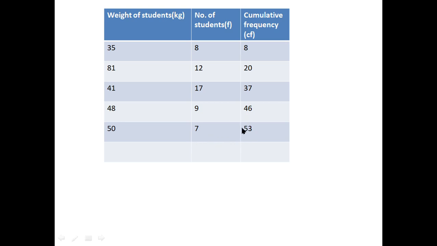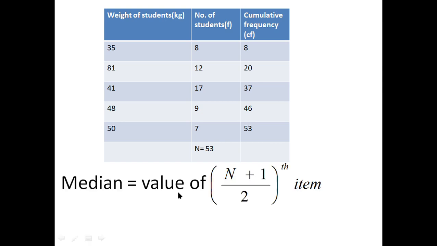The cumulative frequency which comes at the end will be the total number of strings. So 8 plus 12 plus 17 plus 9 plus 7, if we do it, will come the same again, 53. Now after finding this cumulative frequency table, we'll use the same formula for the median.